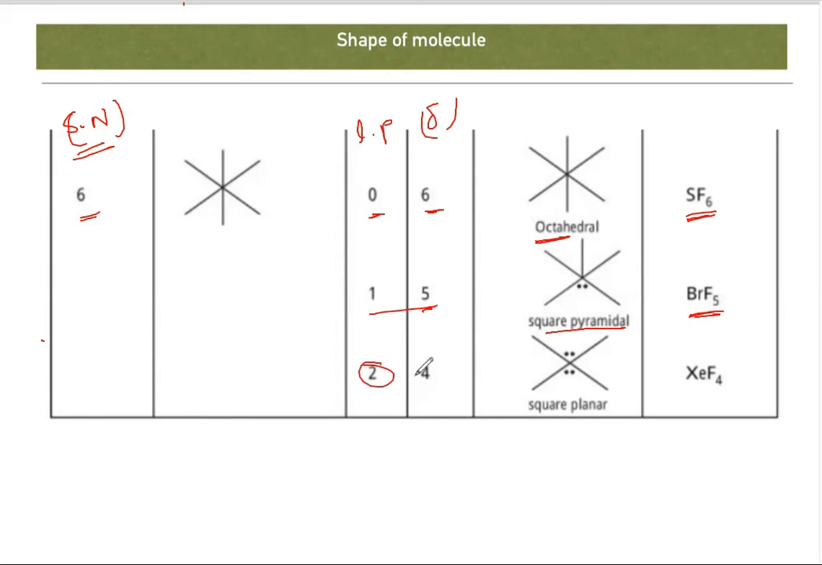Next one is 2 lone pairs and 4 sigma bonds. The shape of this molecule is square planar. Example is XeF4.